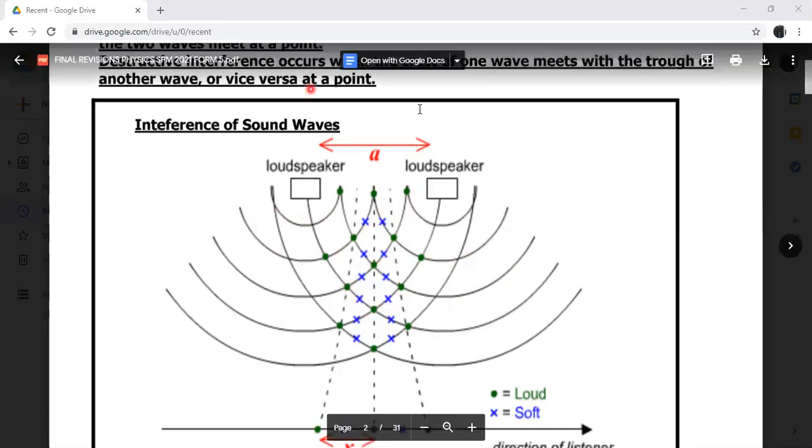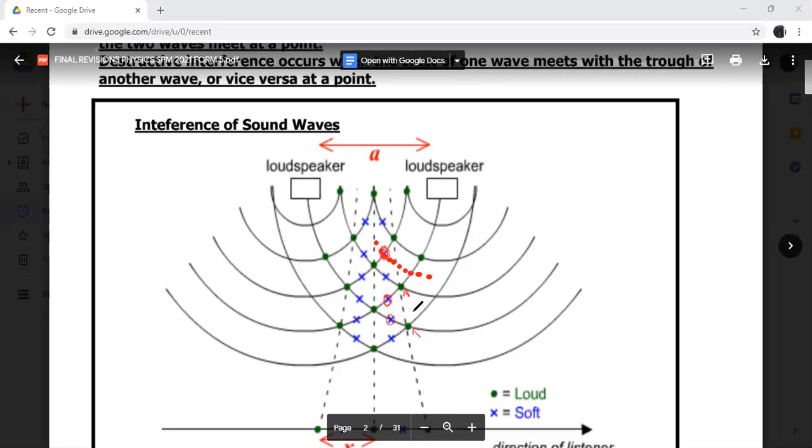Then think of this one now. See here. If this is a crest and this is another crest, so crest and crest, in between you have the trough. The trough is here in between. So if you look at it carefully, what they are trying to show us is that a crest and a trough collide. So this is a point of destructive interference here also. Destructive interference. See here also destructive. So the blue color crosses are all destructive interference. The green color dots are constructive interference.